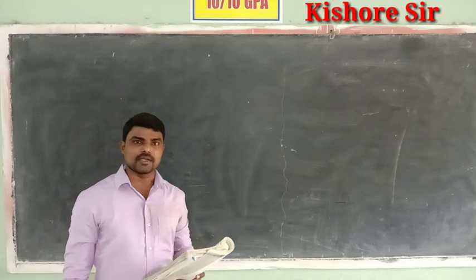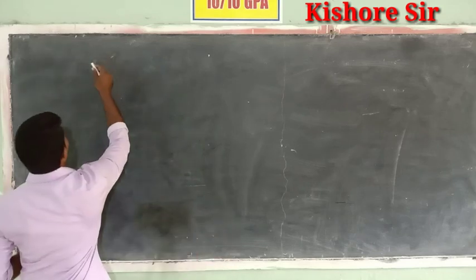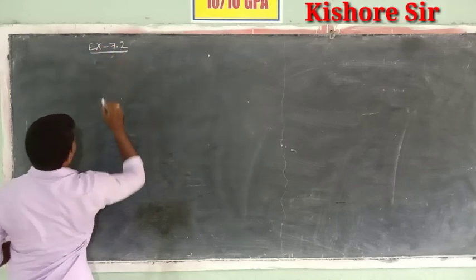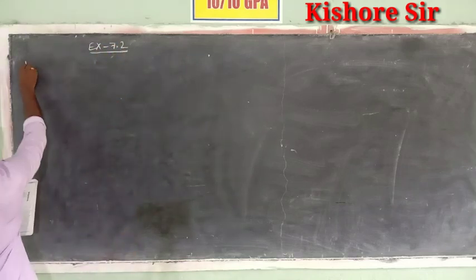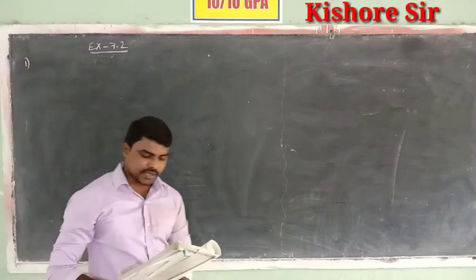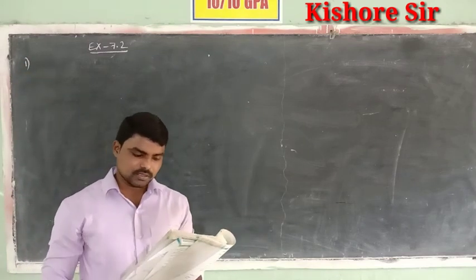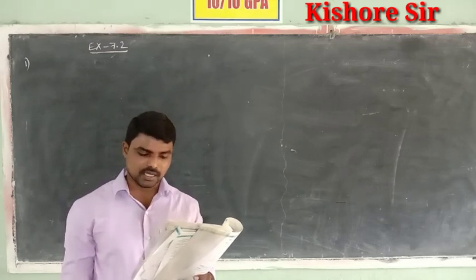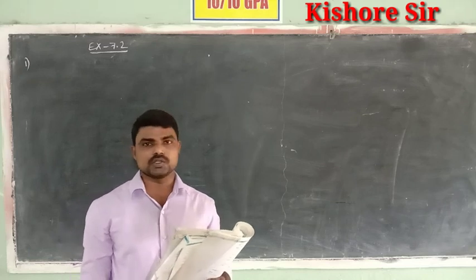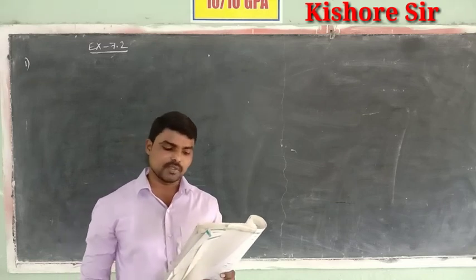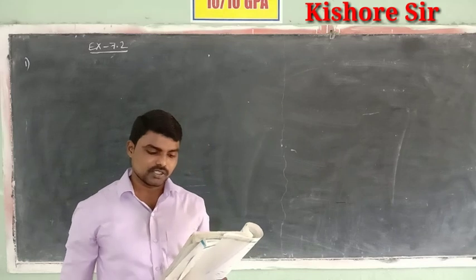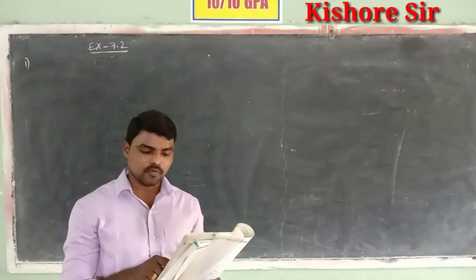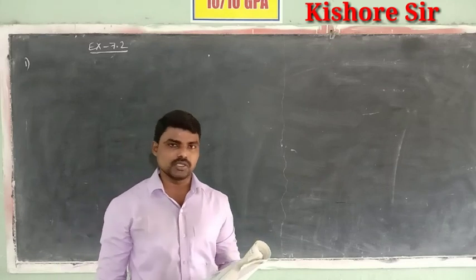Okay, exercise 7.2, first problem. Find the coordinates of the point which divides the join of -1, 7 and 4, -3 in the ratio 2 is to 3.